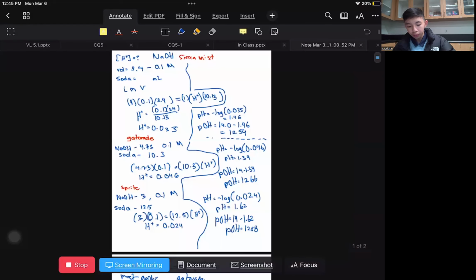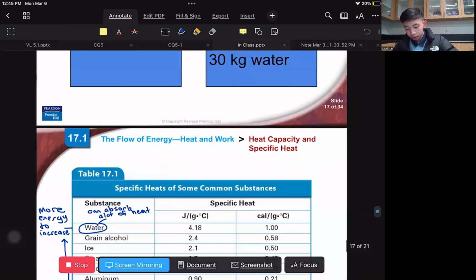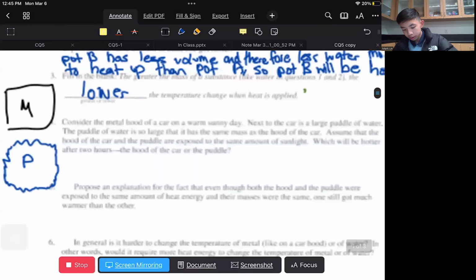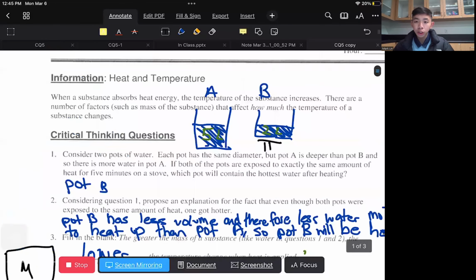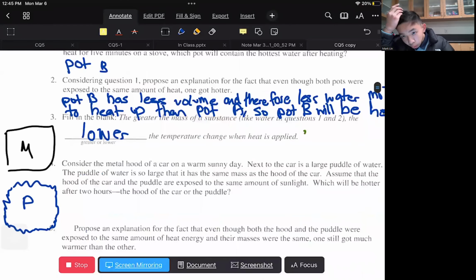This is different than question one, because question one shows water and water, right? They're the same composition, water, H2O. The difference in number four is that there are two different things. There's metal and there's water.